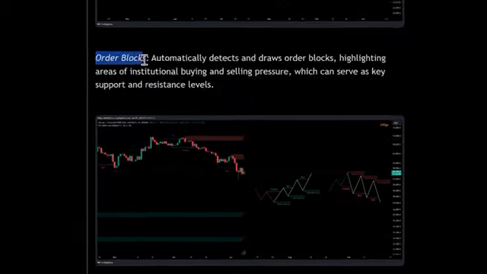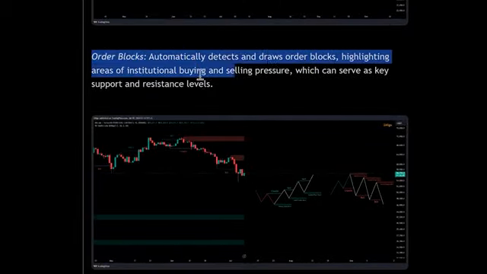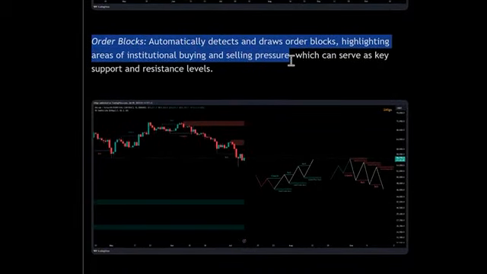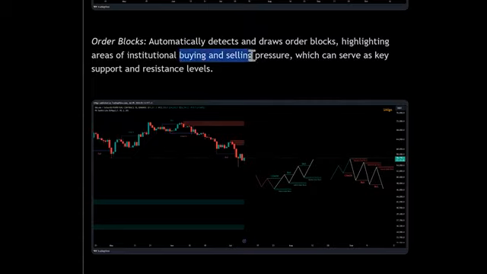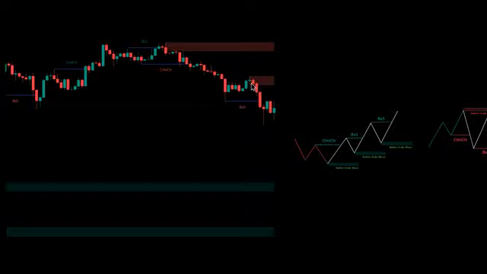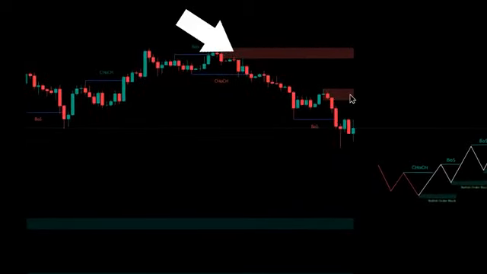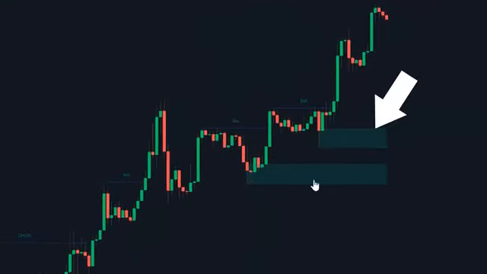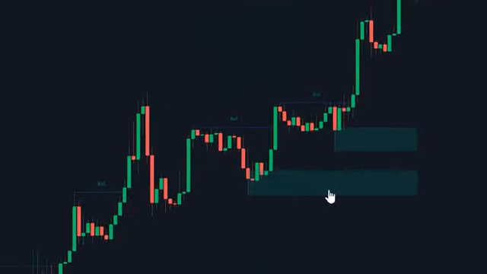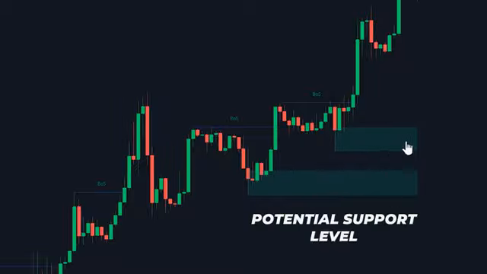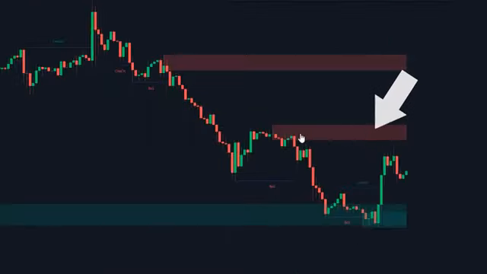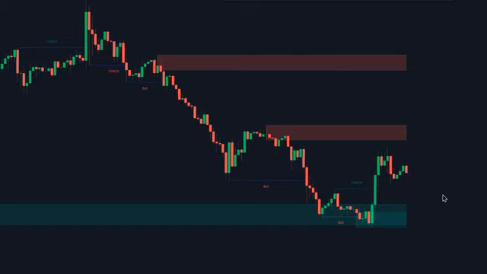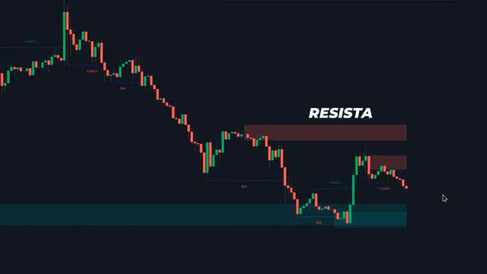Another powerful feature of this indicator is the automatic detection and drawing of order blocks. Order blocks are areas where institutional traders have placed large buy or sell orders, often leading to significant support or resistance levels. The indicator highlights these zones on your chart, showing you where institutional buying or selling pressure actually exists. For instance, a bullish order block represents an area where institutions have been buying, providing a potential support level if the price retraces to that level. A bearish order block, on the other hand, indicates institutional selling pressure, which can act as resistance.